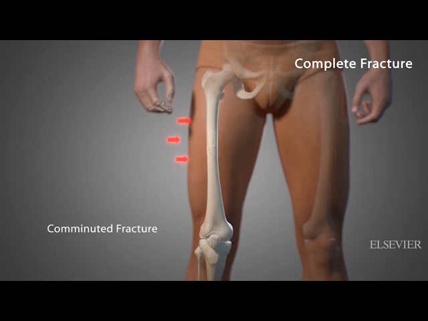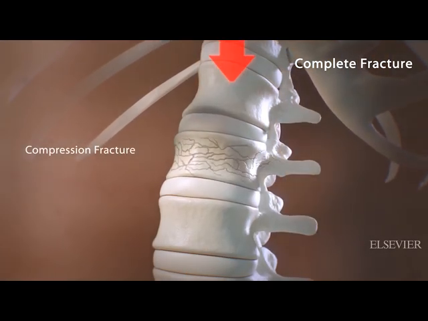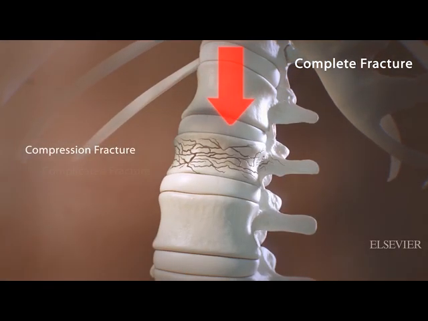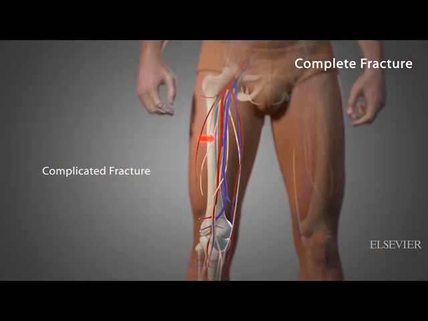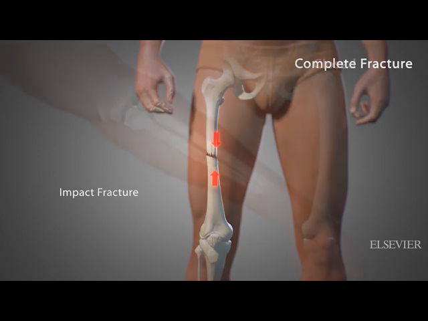A comminuted fracture breaks the bone into two or more pieces. A compression fracture usually occurs in the vertebra, causing the bone to collapse. A complicated fracture involves injury to nerves, blood vessels, or other soft tissues. An impact fracture occurs when one section of a fragmented bone wedges into the next one.